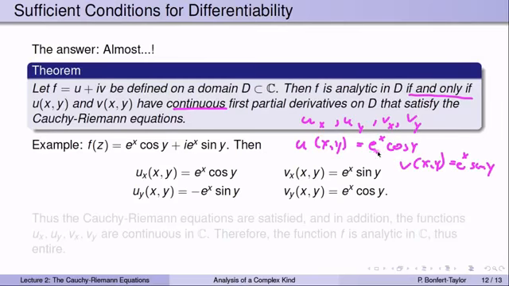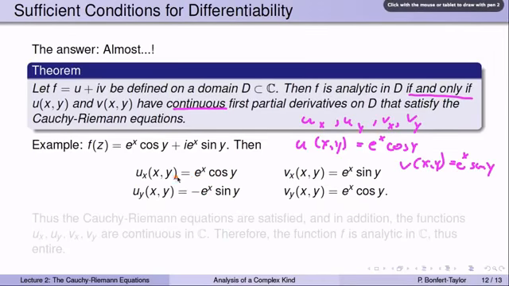Let's start with the x derivative of u. In that case, cosine y is simply a constant that I multiply e to the x with. The constant goes to the side, and all I'm differentiating is e to the x. But e to the x has this amazing property that its derivative is the function itself. In other words, the x derivative of u is the same as u, it's e to the x cosine y. If I wanted to find the y derivative of u, now e to the x is my constant, and I need to find the derivative of cosine y. The derivative of cosine y is minus sine y, so the derivative becomes minus e to the x sine y. Similarly, the x derivative of v is e to the x sine y, and the y derivative of v is e to the x cosine y.